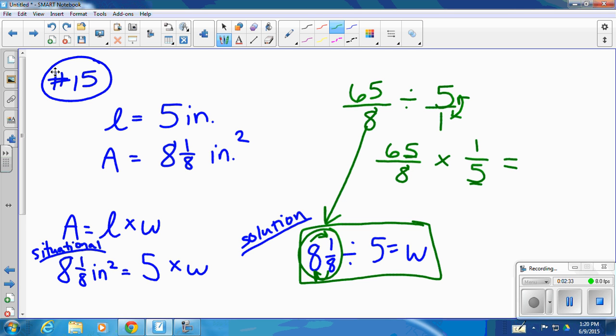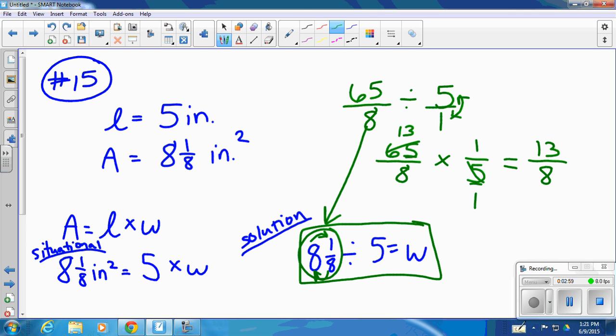So what's 65 divided by 5? I'm hearing 15, 18, 13. Which one is it? 13. Okay, this would be a 1. This would be a 13. Those are much nicer numbers, aren't they? 13 times 1? 8 times 1? Okay. That leaves me with an improper fraction.